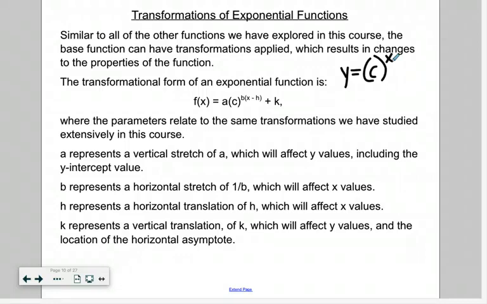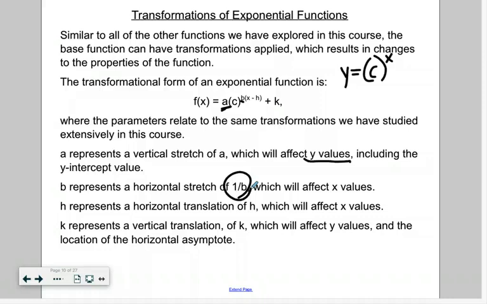So we've got our a value here, which once again represents our vertical stretch, which is going to affect your y values, okay? You've got your b value, right, which you can see up in the exponent because it's affecting your x values, and again, it's going to be the reciprocal, right? So if you have a b value, your horizontal stretch is going to be the reciprocal, 1 over b, right? So if that value was 3, your horizontal stretch is a third, okay?